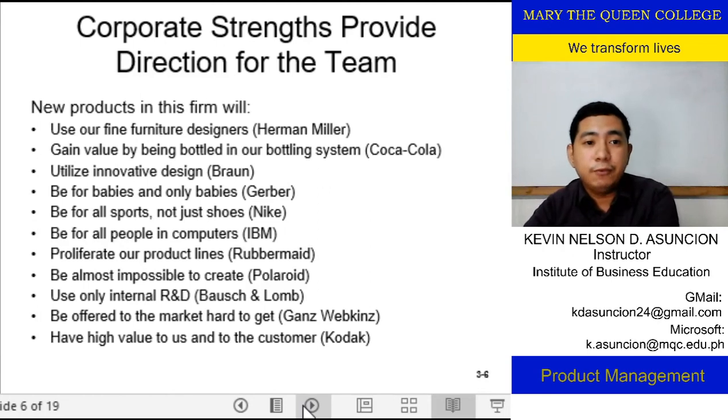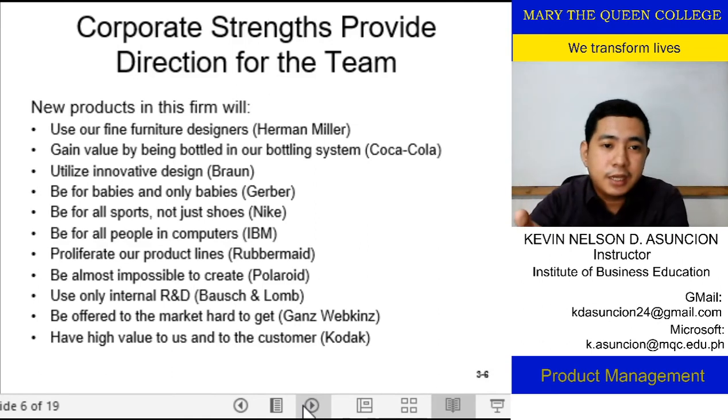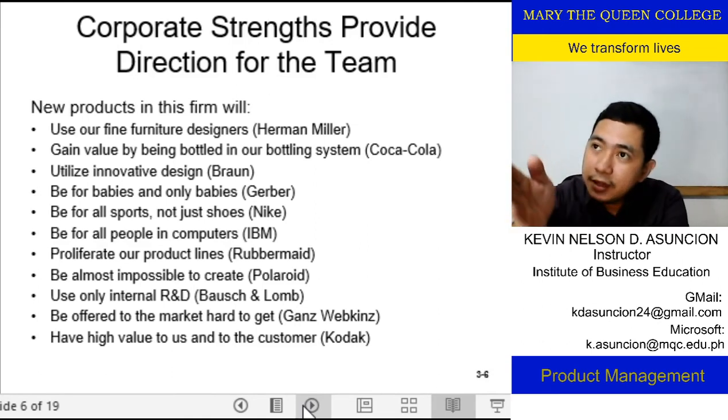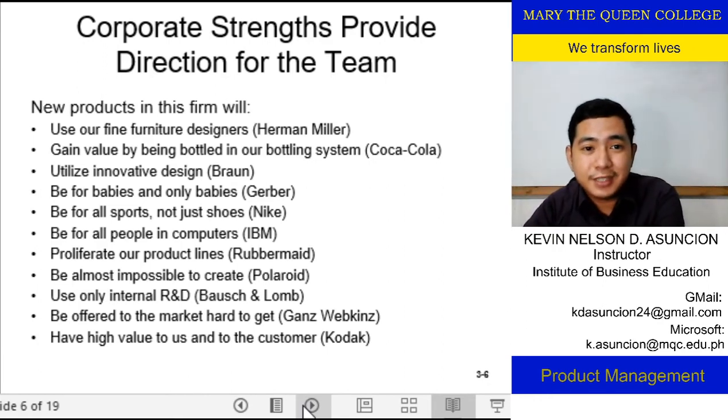New products in the firm will, of course, use fine designers coming from different companies. Use our fine furniture designers. That's a Herman Miller company. Then gain value by being bottled in our bottling system. That's Coca-Cola. And then utilize innovative design by Braun, and B for babies and only babies. That's Gerber. So that's their direction. That's their guiding statement.